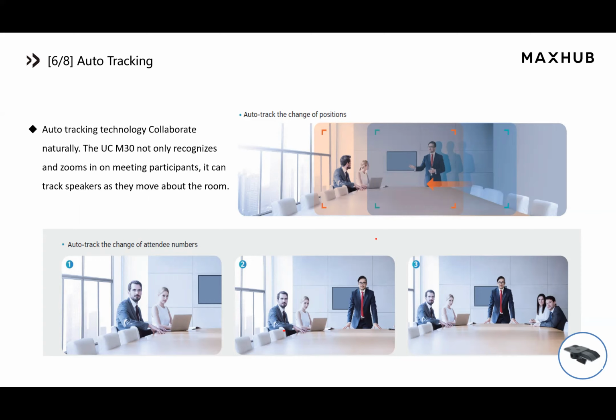It also has auto framing. When more and more people come to attend the meeting, it will automatically extend the angle to cover all the persons like the UCS10, but without the voice localization, because the UCS10 can detect and close up, but the UCN30 has no such function.